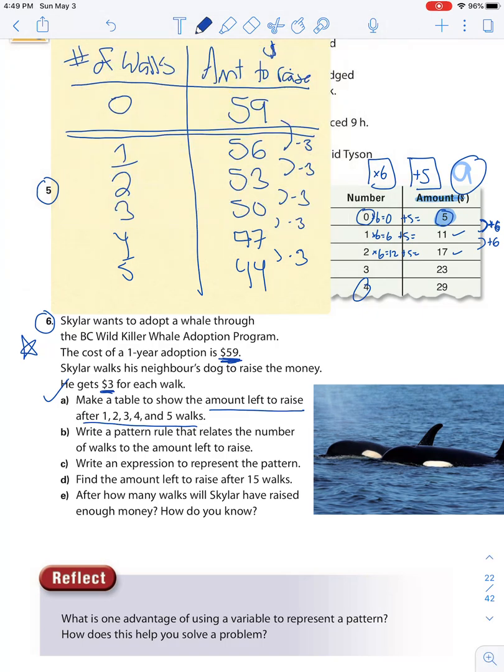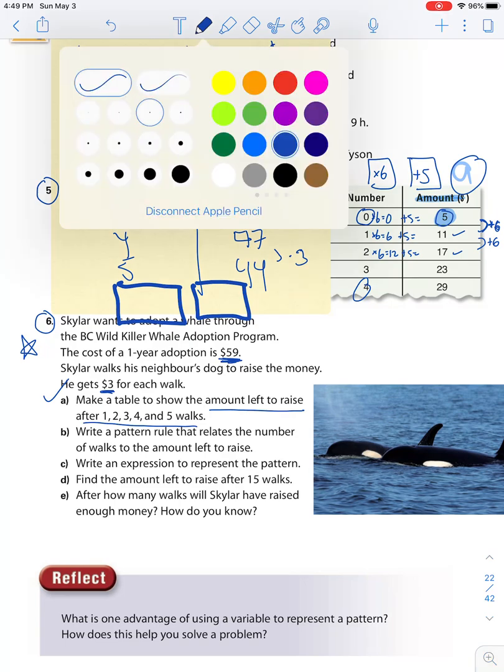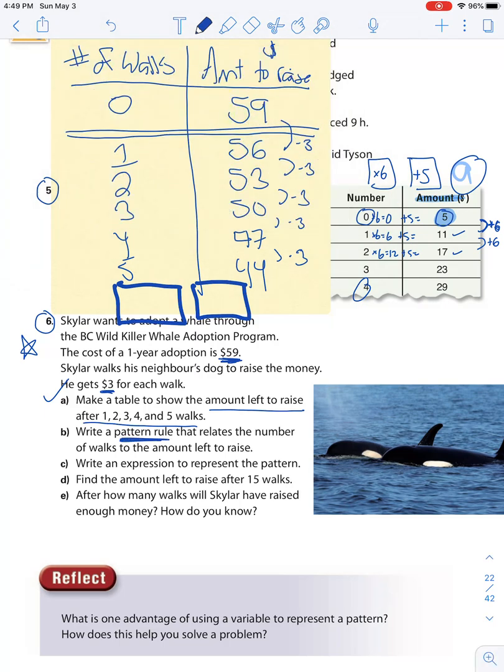Now it's going to get trickier, because now what we need to do is figure out what is happening in this machine, because they're asking us to write a pattern rule. This is the hardest part. Normally we're thinking, well, we know we have 3 over here, so I'm going to try doing times 3. Let's try the 1. So 1 times 3 is 3.